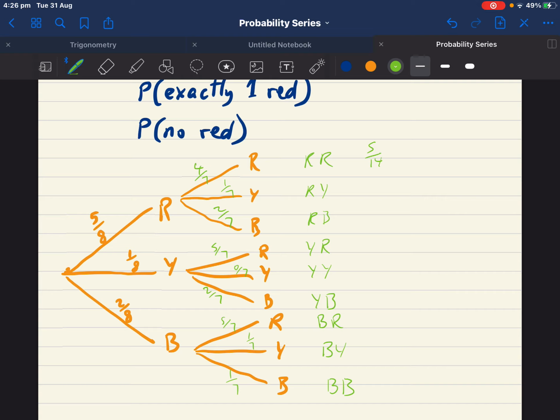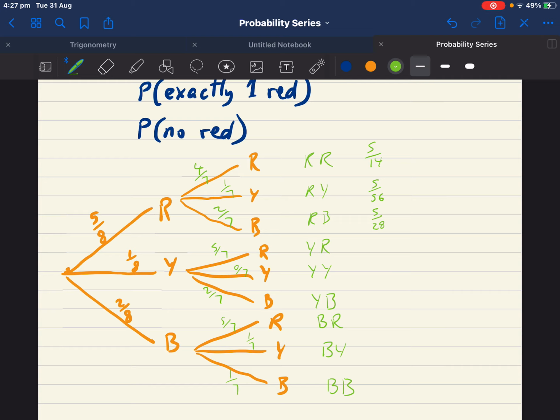Sorry, I don't have a calculator on me, so I'm going to be delayed here. You're actually going to be quicker than me at this point. The next one along, the likelihood you get the red and then yellow, 5 over 56. The red and then the blue, what is that going to be? 5 over 28.